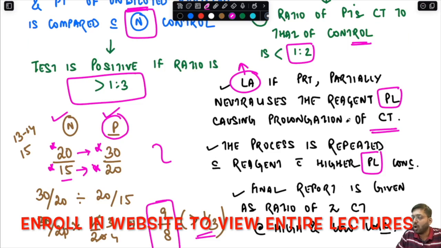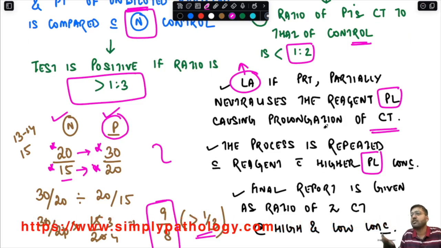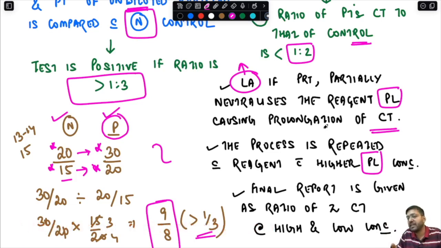Now, once this is prolonged, how to confirm? You just repeat with a reagent and you give an excess amount of phospholipid. Okay, so if after giving the phospholipid, the clotting times which were initially prolonged are corrected, then that is confirmatory of lupus anticoagulant presence and therefore confirmatory of APLA diagnosis.